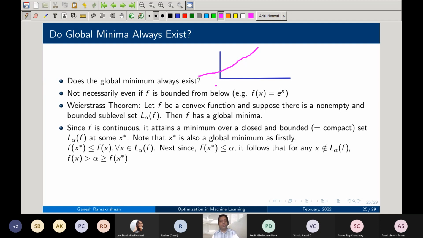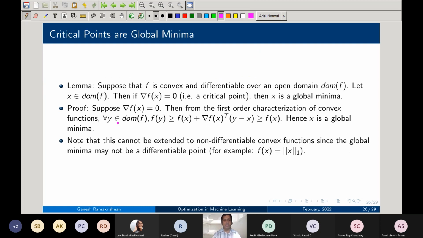So when is that global minimum achieved? If f is a convex function and there's a non-empty and bounded sublevel set, then f has a global minimum. Okay, so we're going to discuss a little bit more on this in the next class. But what I'm going to leave you as homework is to show that if f is convex and differentiable, then the gradient vanishing at a point means that's a point of global minimum.